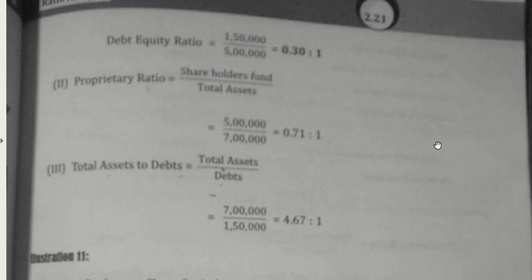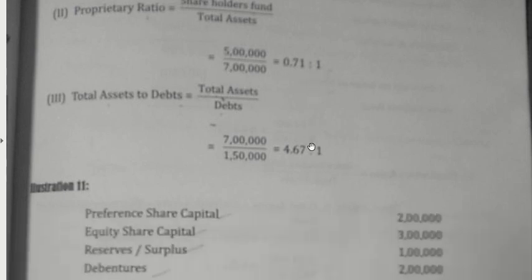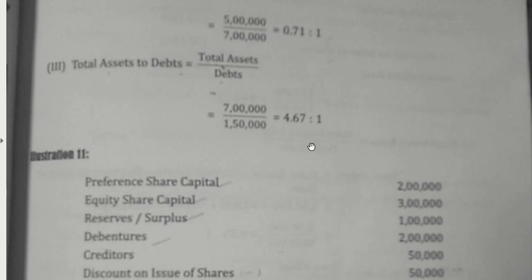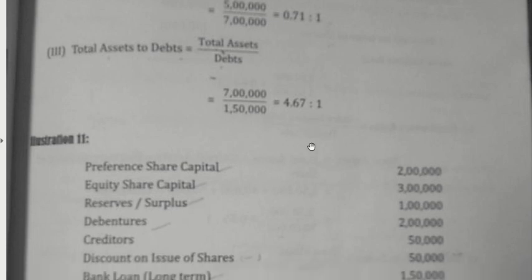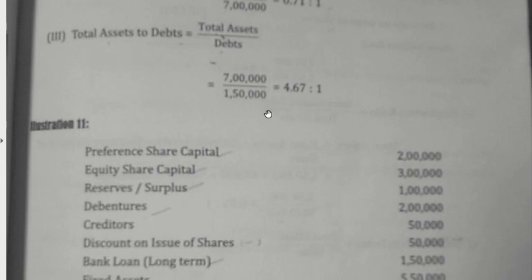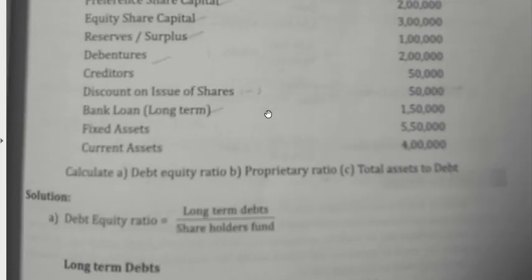So your formula is 5 lakhs shareholders fund divided by total asset, which is equal to 5 lakh divided by 7 lakhs, which is 0.71 is to 1. So your total assets to debts, which is total assets divided by debts. This is the formula, everyone should understand it. Total assets to debt is total asset divided by debts. So 7 lakh divided by 1,50,000, which is equal to 4.67 is to 1.